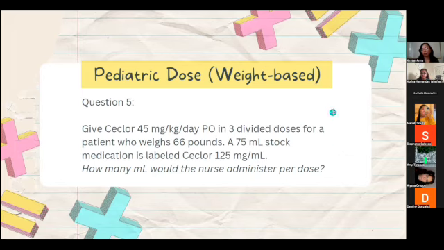Okay, so for our desired or order, it's going to be 45 milligrams per kilogram per day, PO, in 3 divided doses. So we're going to eventually convert that and fix it later, but for now, that's going to be our desired. Does anyone know what our have and our quantity is?